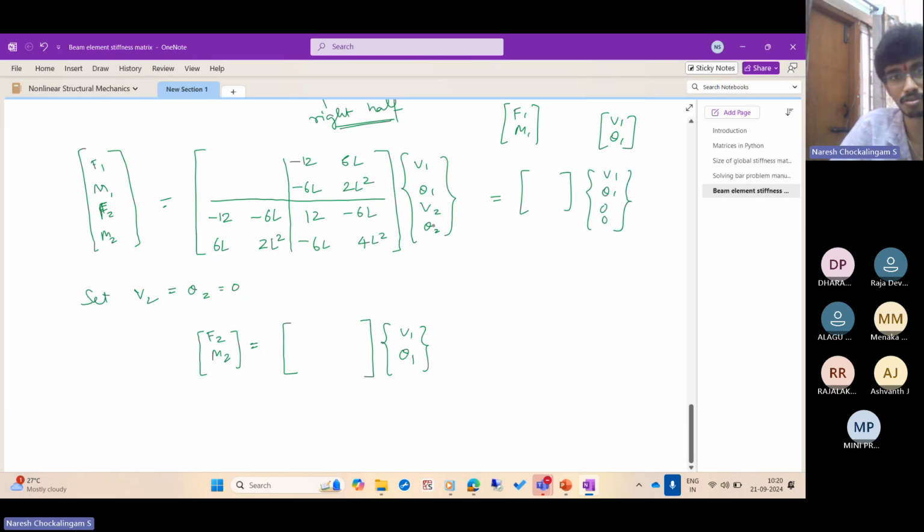If you do that, whatever is multiplying, these two columns are multiplying this one, right? So these two columns, it doesn't matter what the coefficients are. Only this will contribute. So F2 is equal to minus 12 V1 minus 6L theta 1 plus 12 V2 minus 6L theta 2. But V2 and theta 2 are 0, so these two will not contribute. So you're left with just minus 12 V1 minus 6L theta 1. Similarly, M2 is equal to 6L V1 plus 2L square theta 1. Is that okay?